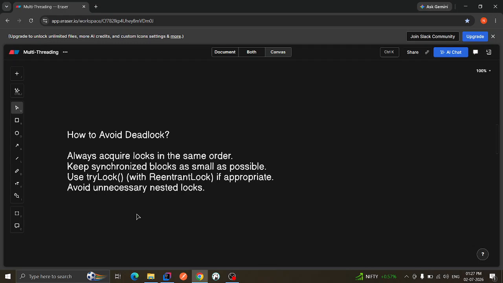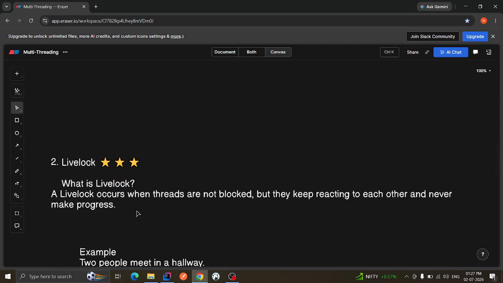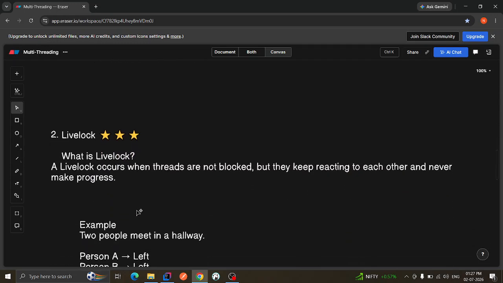Now let's try to understand what is livelock. Livelock is a situation that occurs when threads are not blocked, meaning they are running, but they keep reacting to each other and never make progress. That means in livelock the threads are not blocked, they are running but they are not making any progress.